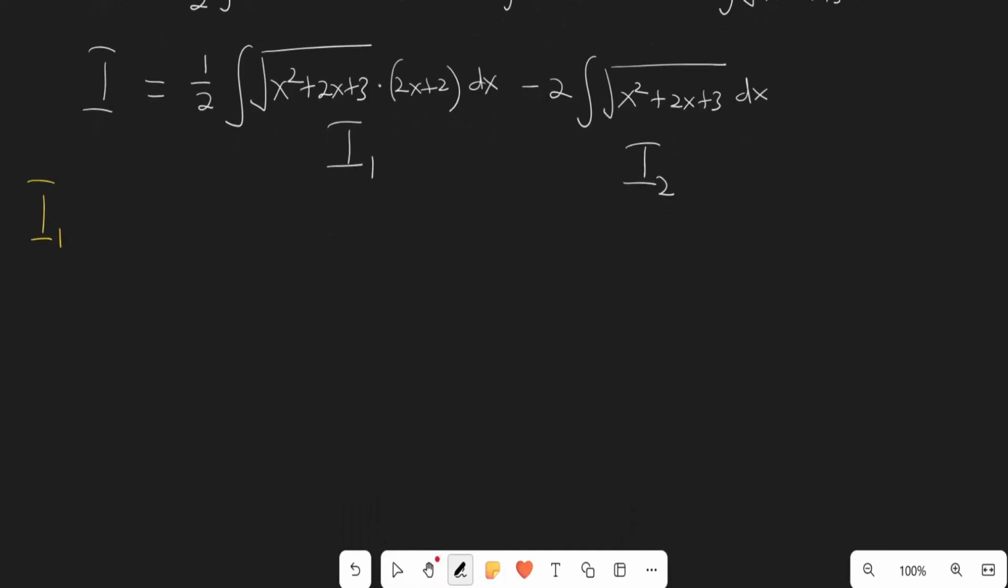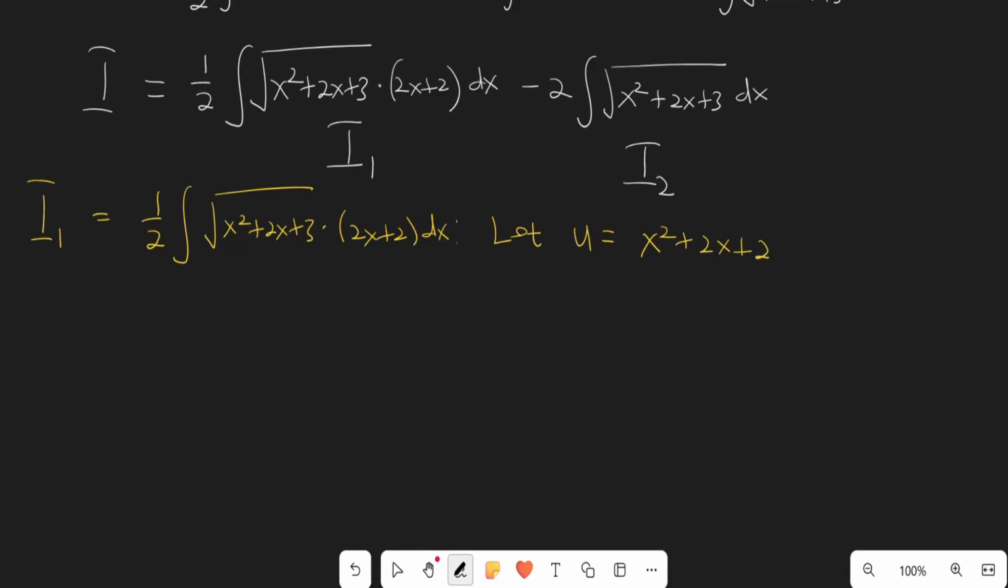So the first one, I1, is 1/2 the integral of the square root of x squared plus 2x plus 3 times 2x plus 2 dx. I'm going to do a u sub here. I'm going to let u be equal to what is inside the square root, which is x squared plus 2x plus 3. Then we take the differential. du is going to be equal to 2x plus 2 dx. So in place of 2x plus 2 dx, I'm going to replace that with du.